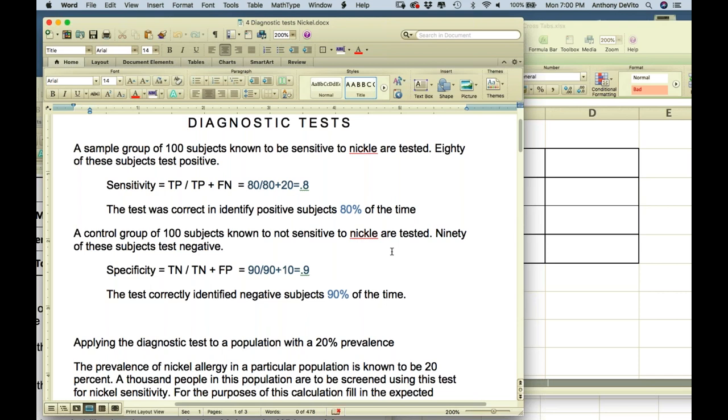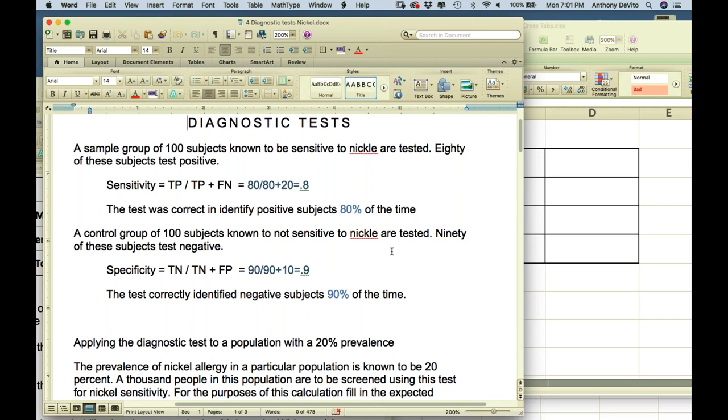Then he takes people that he knows have been screened with the other test, and he knows they definitely do not have the disease. Turns out 90% of the time, it confirms they don't have the disease. It correctly identifies them as negative, not having that sensitivity. That's called the specificity of the test. In this case, the specificity is 90%. Everybody on the same wavelength here? Sensitivity is how good the test is at identifying people who have the disease. Specificity is how good it is at identifying people that don't have the disease.